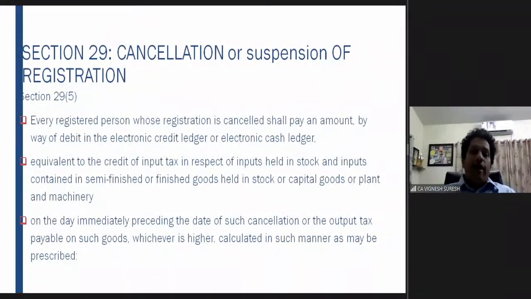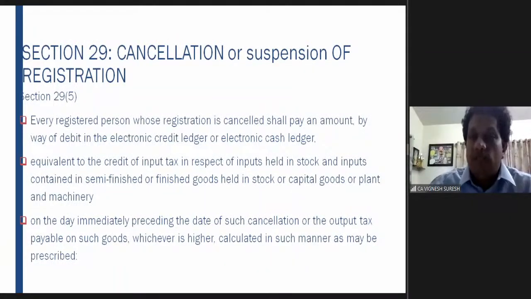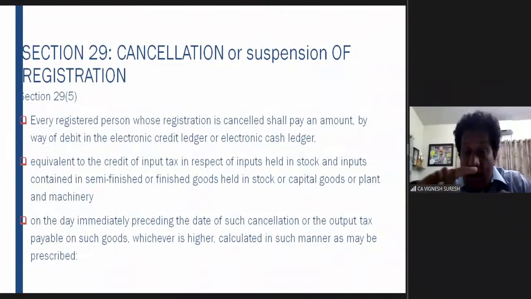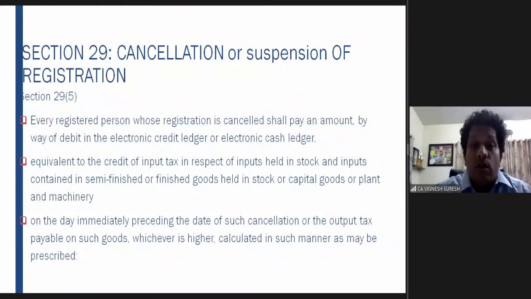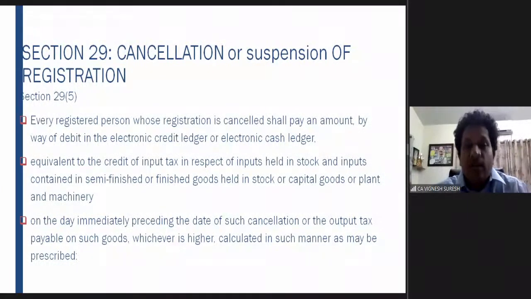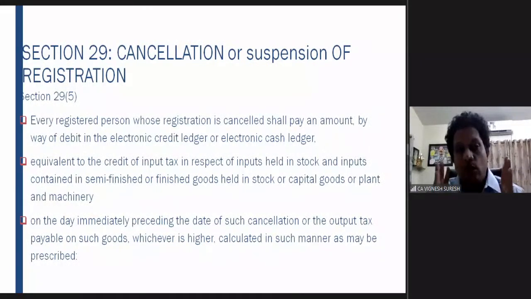What does this mean? When I look at the goods and semi-finished goods in my stock, I would have claimed the input when I purchased them. So when I am cancelling the registration, I need to take whatever input tax credit I have taken, or assuming I sell these goods, whatever is the output tax liability. Either the input tax credit on such goods or the output tax liability, whichever is higher, I have to pay. This is the point with regard to payment in respect of credit of input tax.